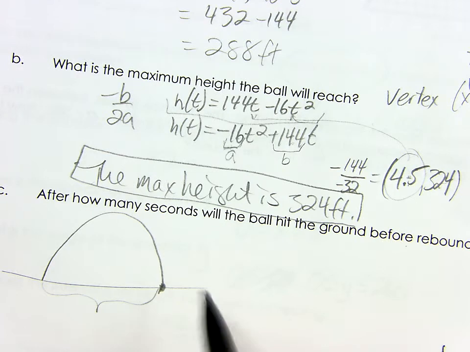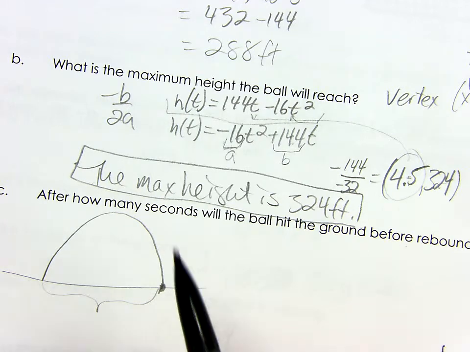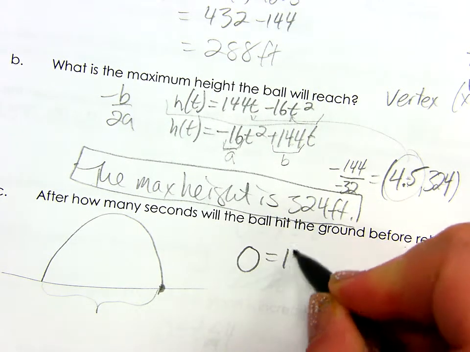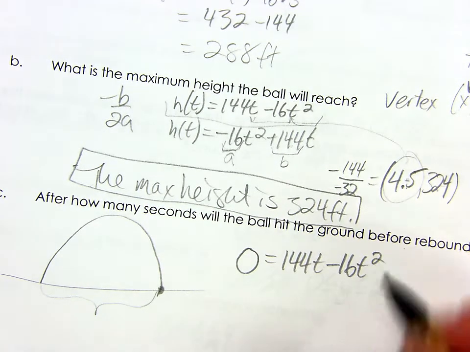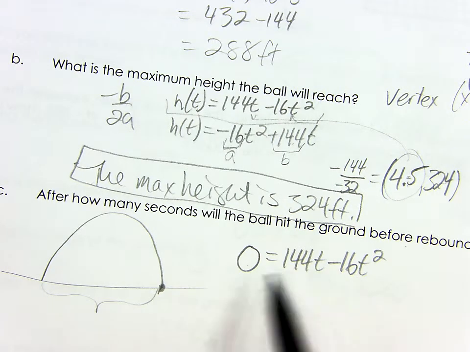I am looking for the X coordinate right here. I know the Y coordinate is going to be 0 when it comes back around. So I can put in a 0 for the height: 0 equals 144t minus 16t squared. That's going to give me the answer for when the ball comes back to the ground again. So I plug in 0 for height.